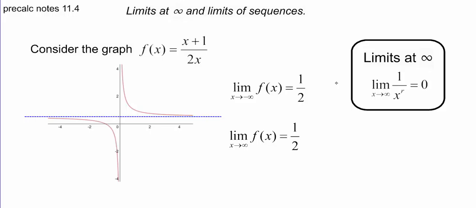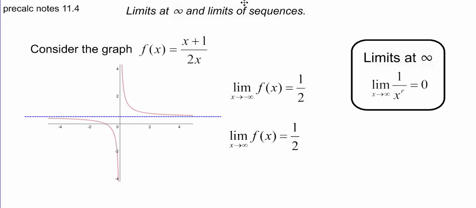Consider the graph f of x equals (x plus 1) over 2x. You see I've already graphed it for you here, and you can see in blue that we have this horizontal asymptote. So if you were to find the limit of the graph as you approach positive infinity or negative infinity, you would find that either direction is approaching positive 1/2. Now there are a few ways you can find horizontal asymptotes, but this one's definitely 1/2, and we'll talk more about that in a moment.